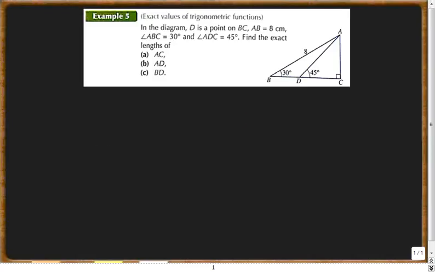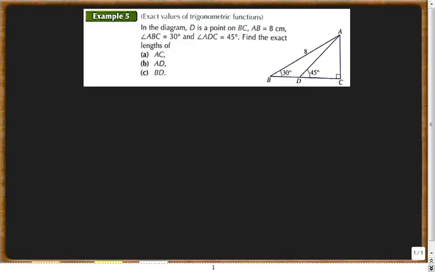Example 5 asks us to look at a diagram and, based upon the values in the diagram, find the exact lengths of different sides of different triangles. What we're studying right now is the ratios of sides of triangles. That's what trigonometry is all about. So we want to use our trig forms to help set up equations for us to find those sides.